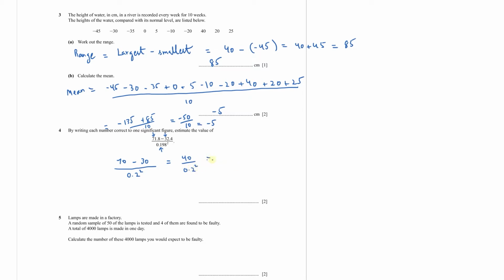0.2 squared would be 0.04, and then I can multiply by 100 in the denominator as well as in the numerator just to get rid of this decimal. So this becomes 4000 divided by 4. So this is equal to 1000.